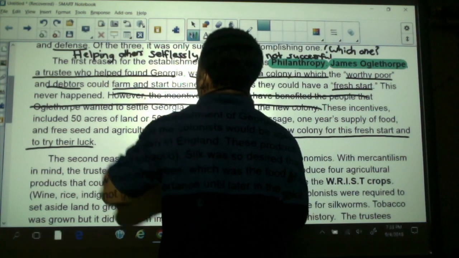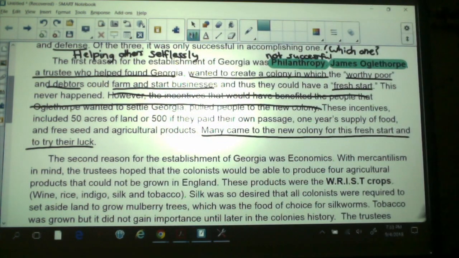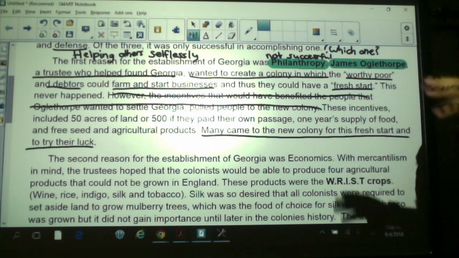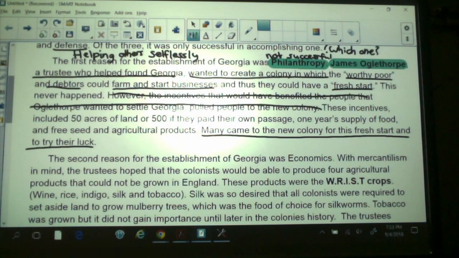All right, selflessly. And what selfless means is literally helping others and not expecting anything in return. So that's what I'm thinking philanthropy means. Because like I said before, as I was reading through it, he wasn't going to benefit from it as much as the people who he was allowing to come over and make that first start.